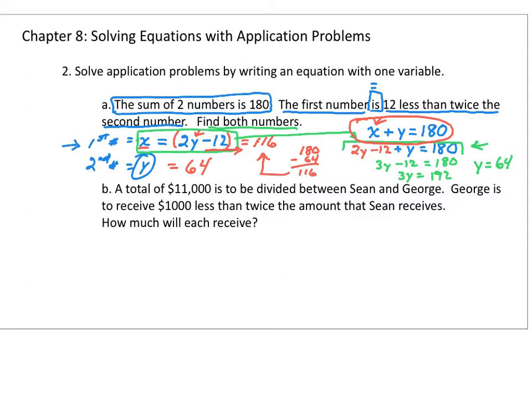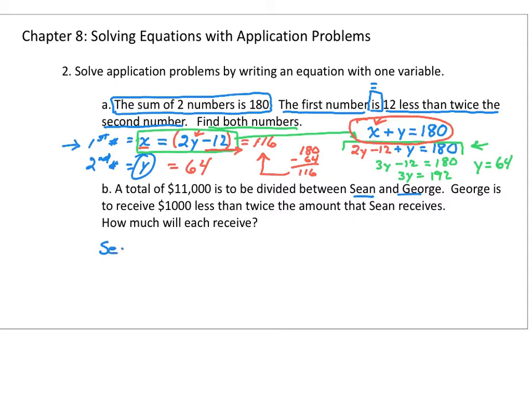A total of $11,000 to be divided between Sean and George. Okay. Now, in the rest of the problem, it doesn't tell you how much Sean's going to get and how much George is going to get out of that $11,000. But here's what we do know from that statement. The amount that Sean is going to get, I'm going to use a variable S, it's not great, but the S is the amount Sean's going to get.